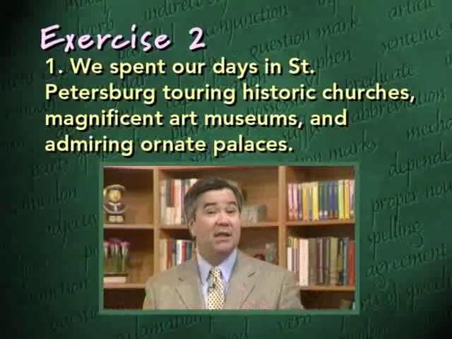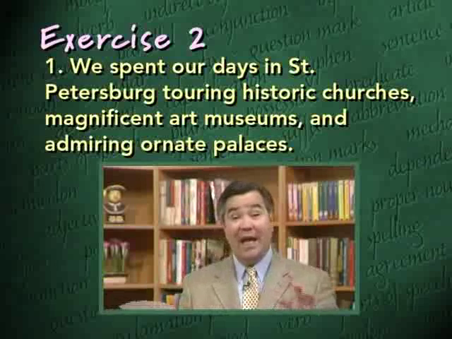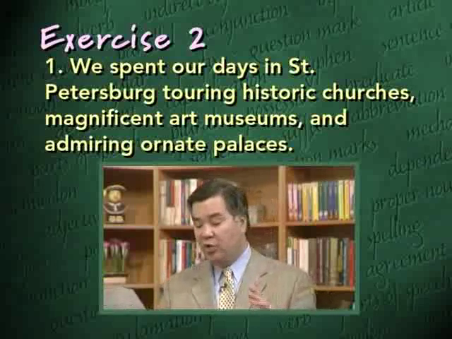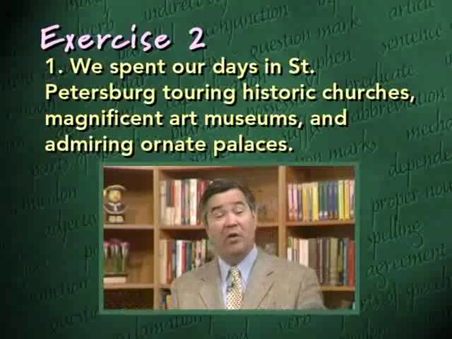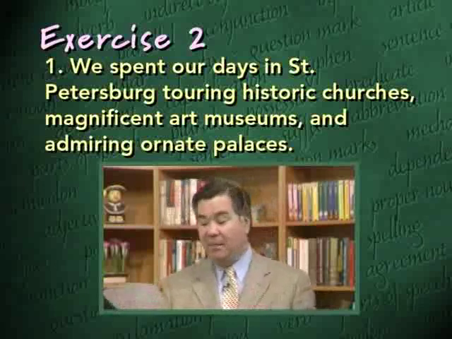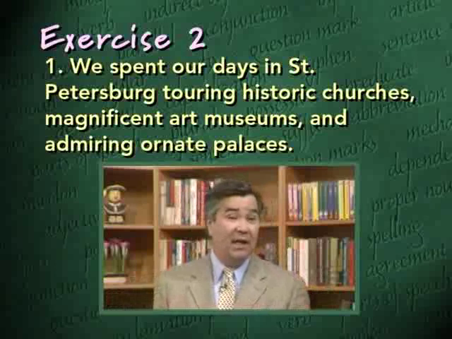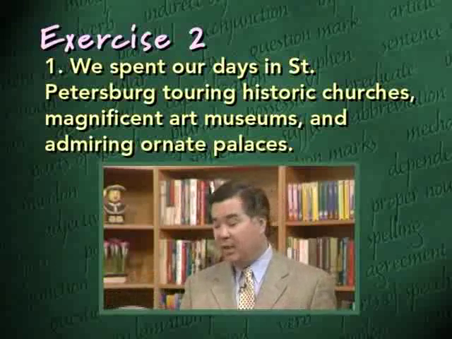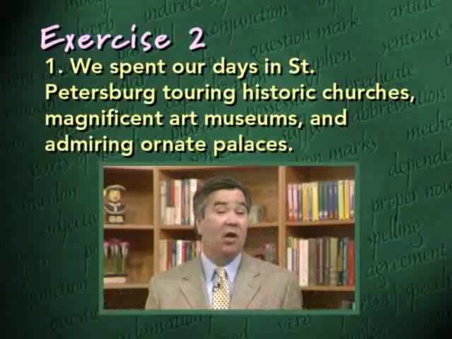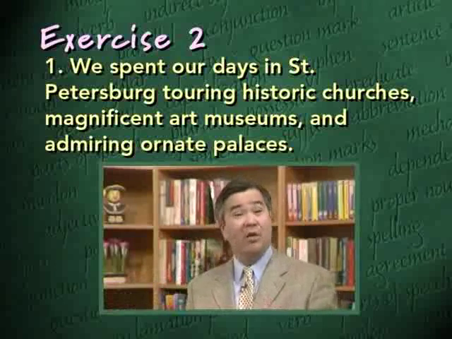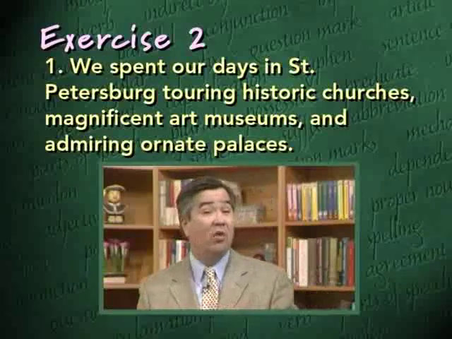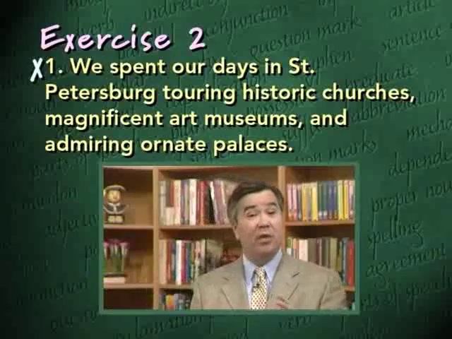In each case, the phrase begins with a gerund form of a verb, touring and admiring, followed by the things that were toured and admired, the historic churches, the ornate palaces. The second item, however, is in a different grammatical form. Here we have magnificent art museums, describing what was visited, but with no gerund form verb preceding it.